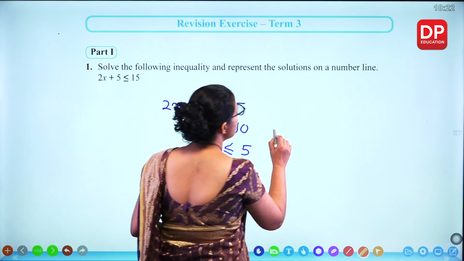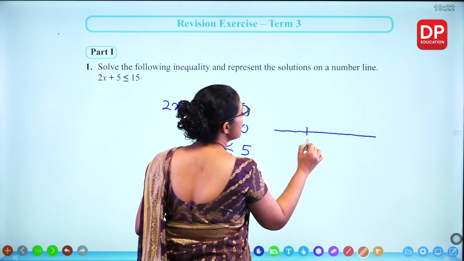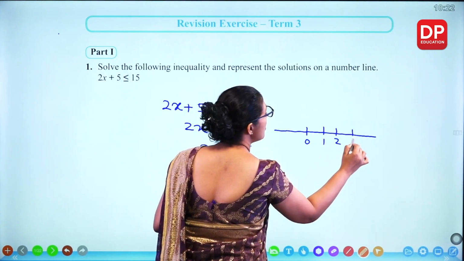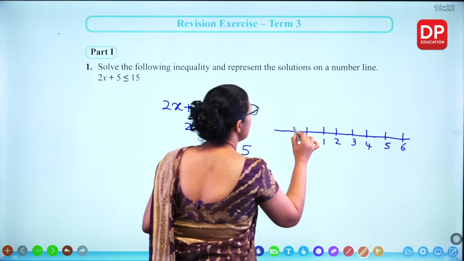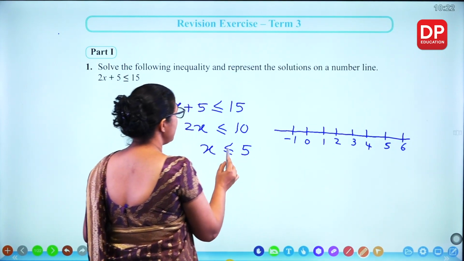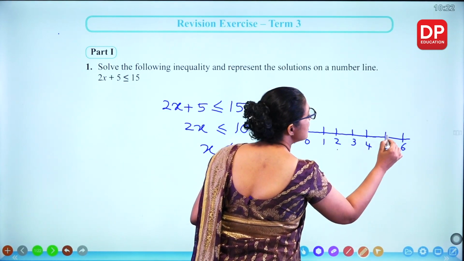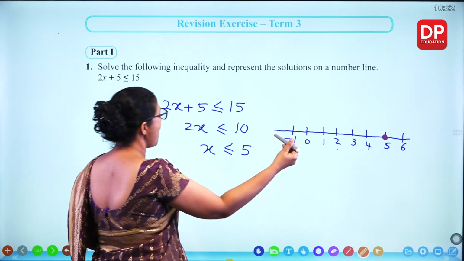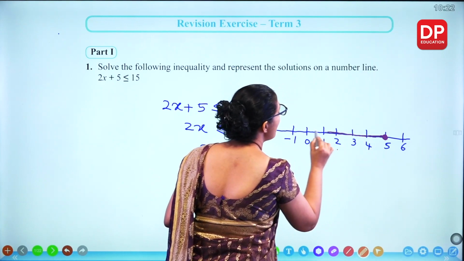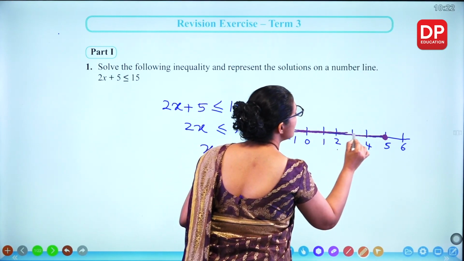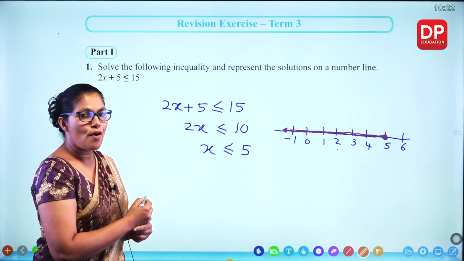So how we can represent this on number line? You draw the number line and write down several numbers 0, 1, 2, 3, 4, 5, 6 and here minus 1. And this is equals to 5 as well. So we mark with a solid circle 5 and then this is less than or equal to 5. So we draw an arrow towards left side. So you can draw like this. So x less than or equal to 5.